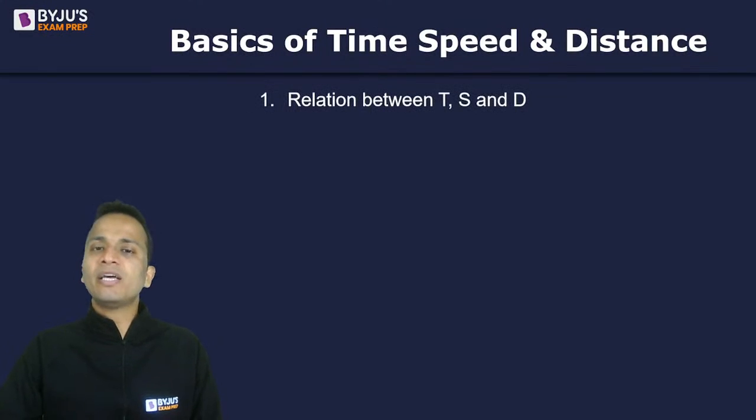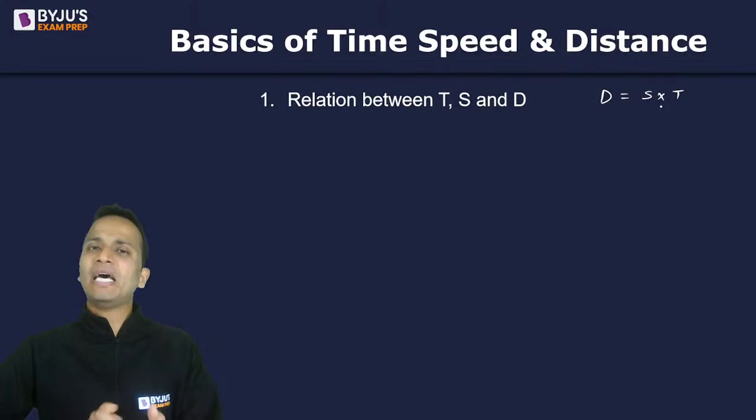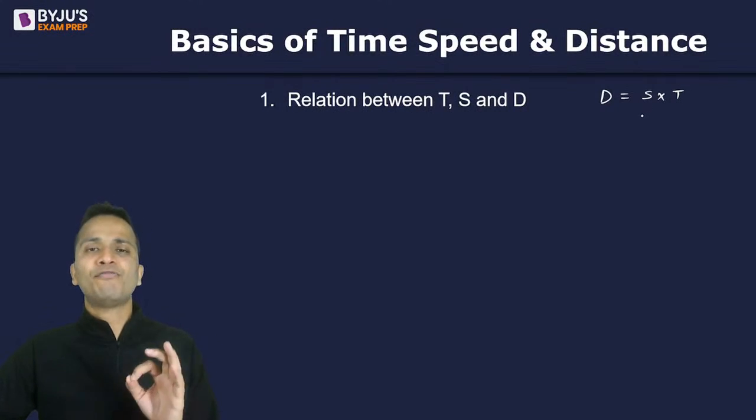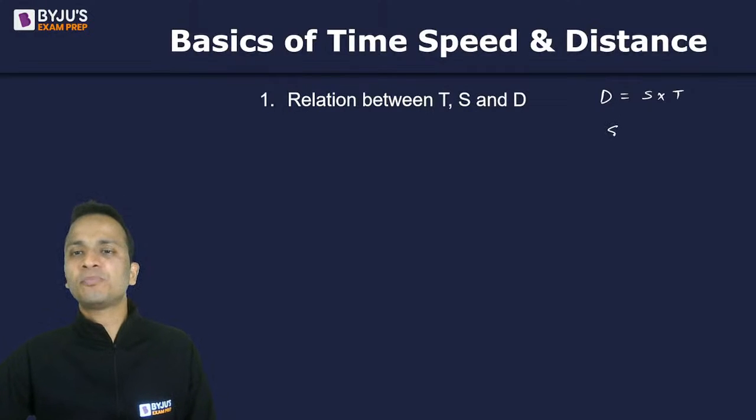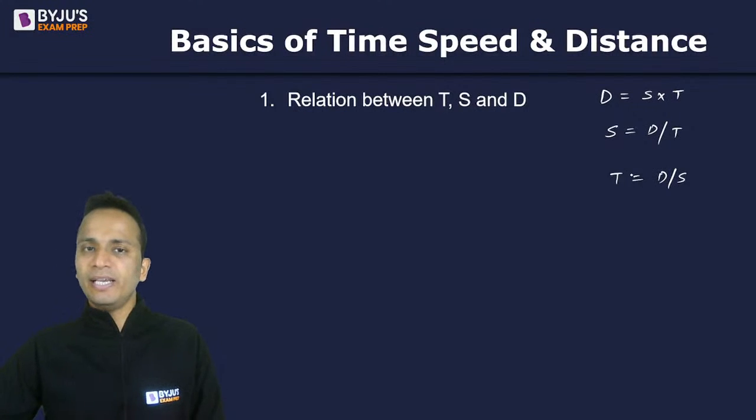Now, starting with the relation between time, speed, and distance, you all know that distance is equal to speed multiplied by time. You can write this formula in any manner. The formula will remain the same. You can write speed is equal to distance upon time, or time is equal to distance upon speed. All three formulas are absolutely the same.